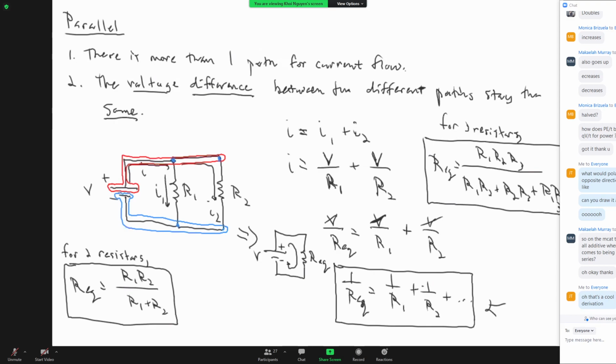So this is how I analyze for resistors in parallel using Kirchhoff's junction rule. That current splits. So the current that we have coming in equals the current that we have coming out from that junction. Okay. All right. Any questions so far?